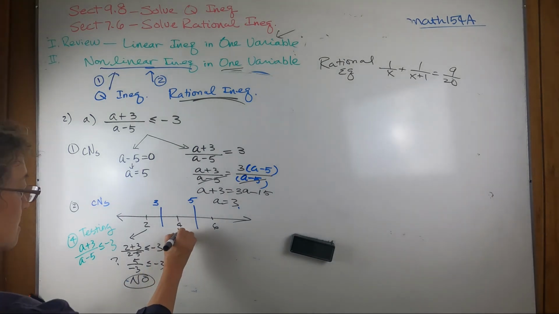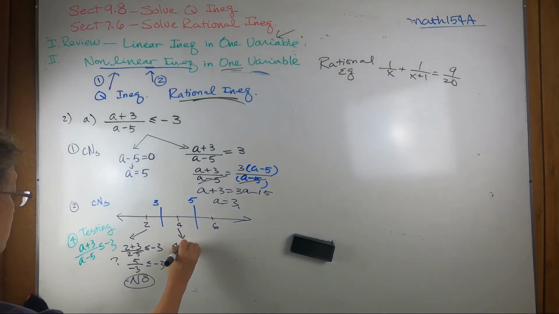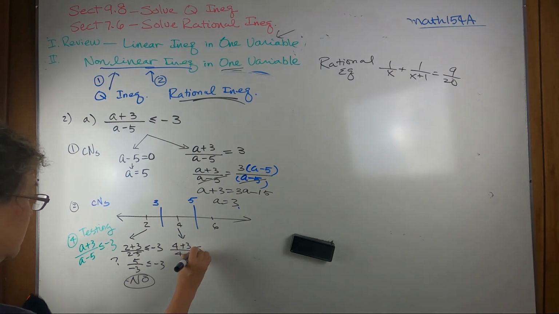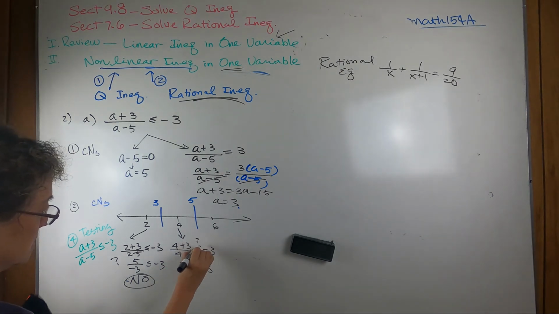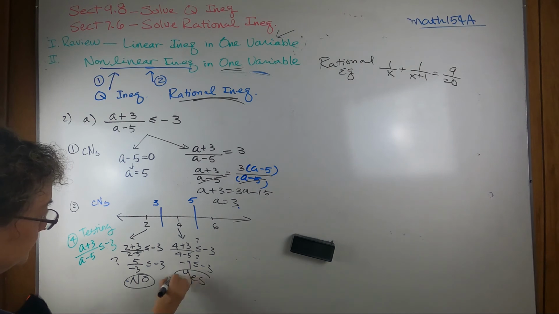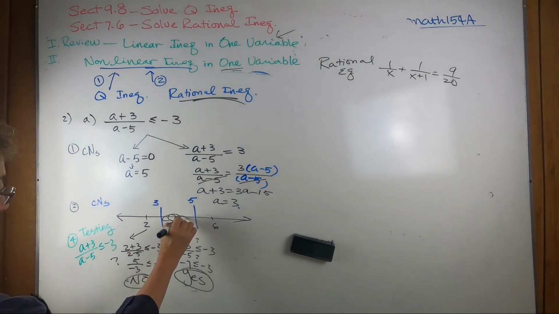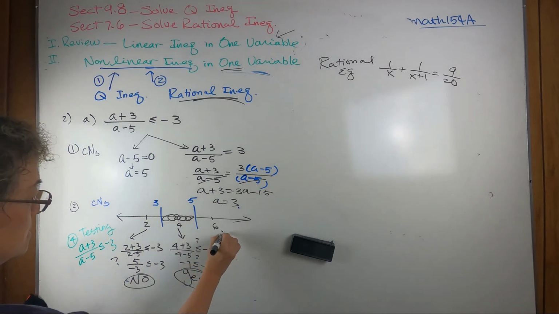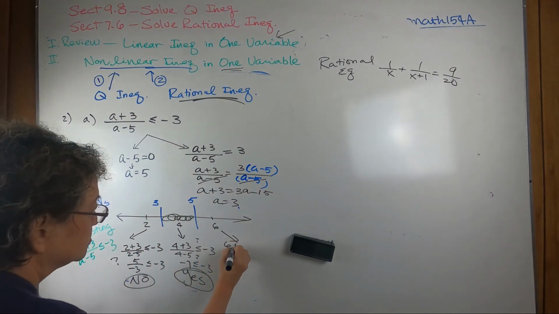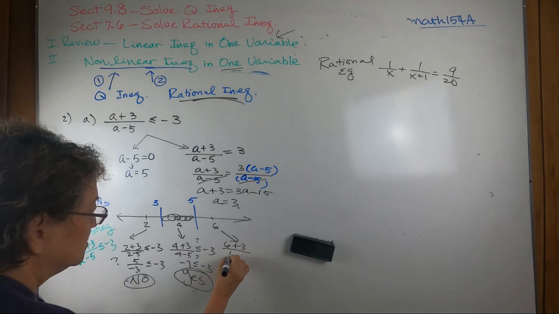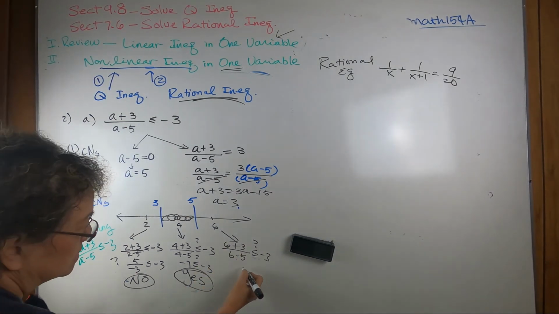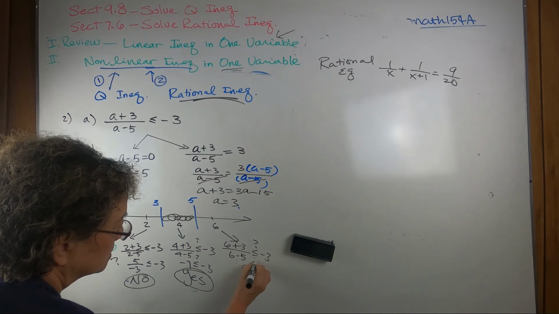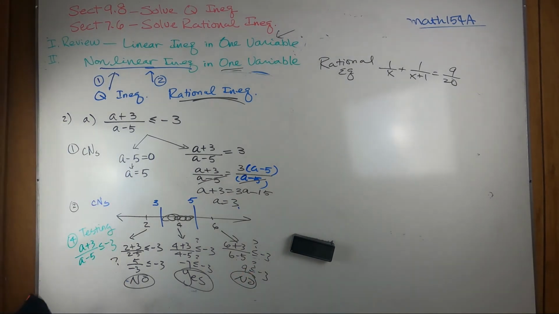Then for this one, 4 plus 3 over 4 minus 5 less than -3, that's 7 over -1, -7 less than -3. Yes. Okay, so this part works. Then how about 6? I plug in 6 plus 3 over 6 minus 5 less than -3. That's 9 over 1, which is 9, and 9 is not less than -3. No. Okay, so the answer is in the middle.